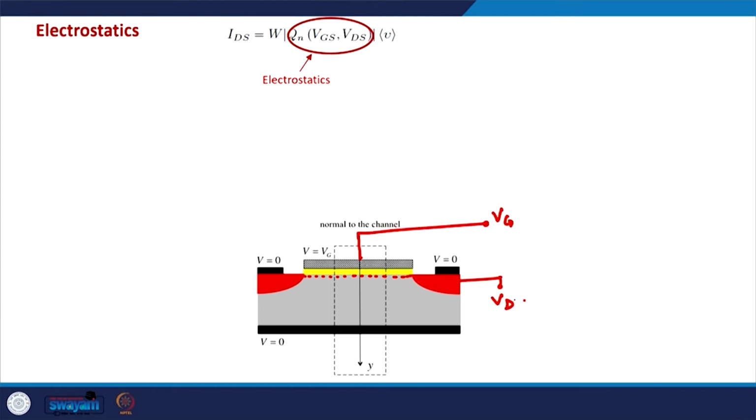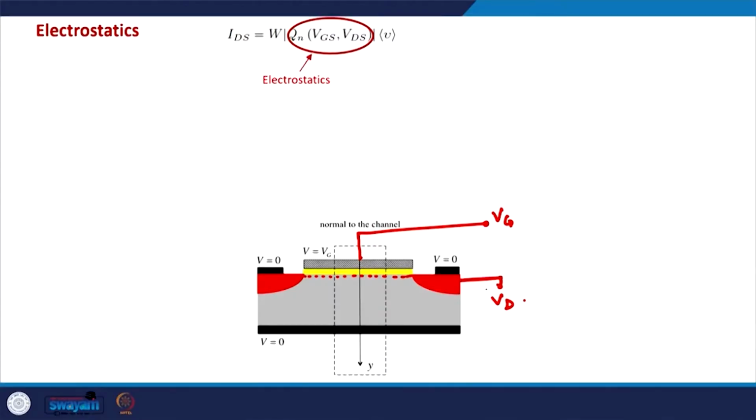Because all of us know that generally there are two voltage terminals in the MOSFET. One is we apply voltage on the gate terminal, the control terminal, and second is we apply voltage on the drain terminal, which is the forcing terminal in a way, because the drain terminal forces the electrons, or it induces a net current in the system.